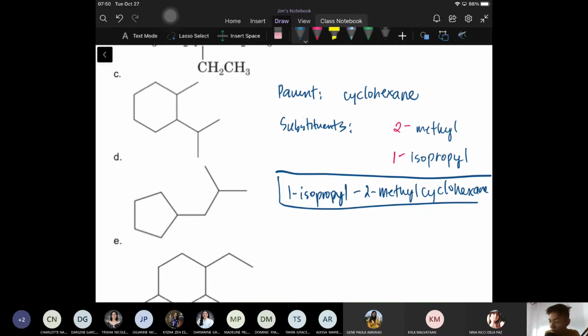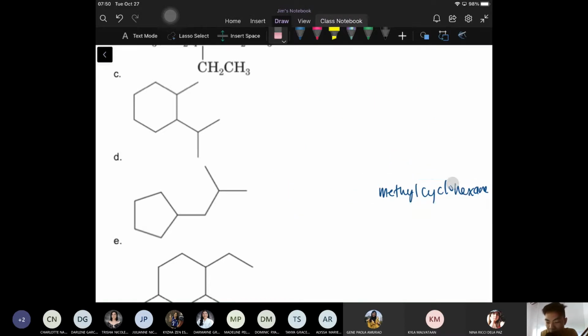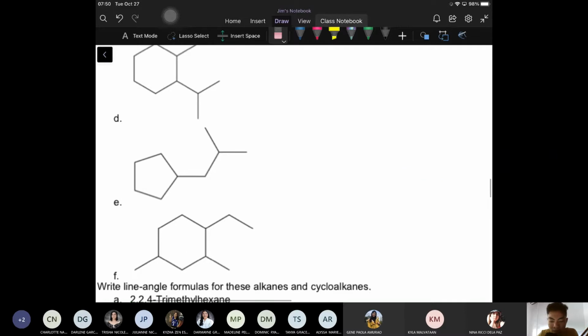Okay? So let's proceed with the next one. Okay? So we have this one, letter E. So for the letter E, our ring chain is ito. Ayan yung naka-ring natin, no? Okay? So, ilang carbons meron yung ring na yan? Bilangin natin. We have 1, 2, 3, 4, 5. No? 5 carbons for this ring.